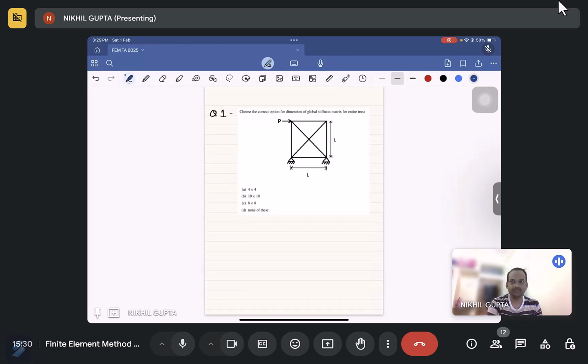So let's start with question number 1. Have a look at it and let's think about it. I'll give you 2-3 minutes to read the question. I think it should be 8 by 8. 8 by 8. Anyone else?